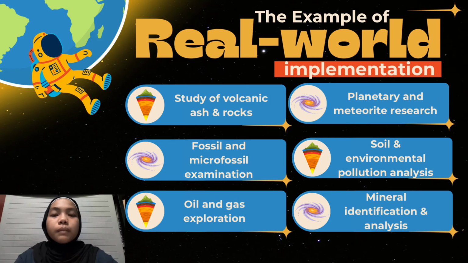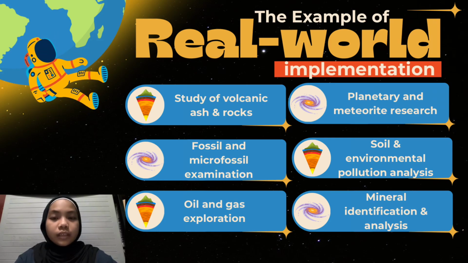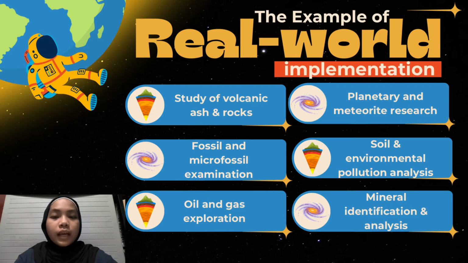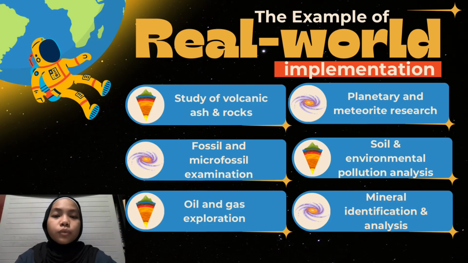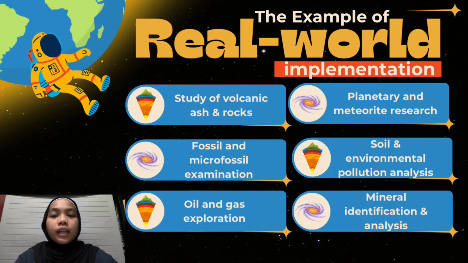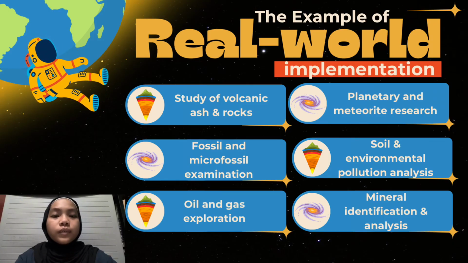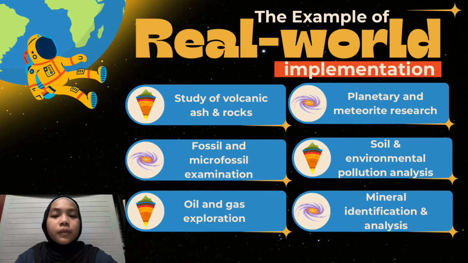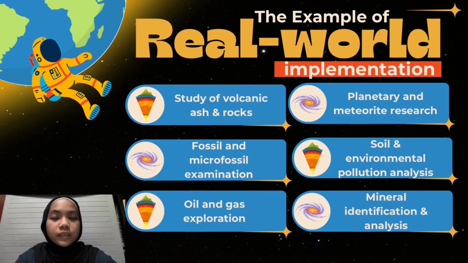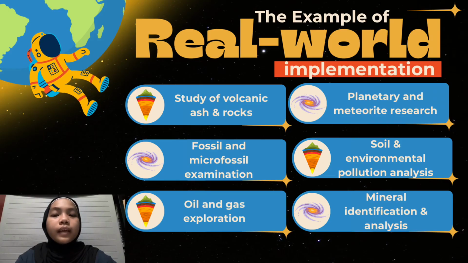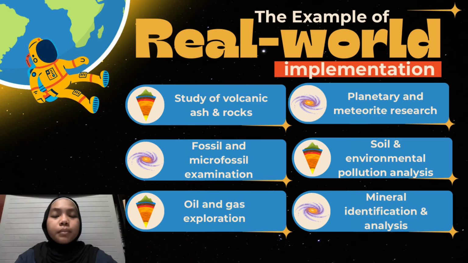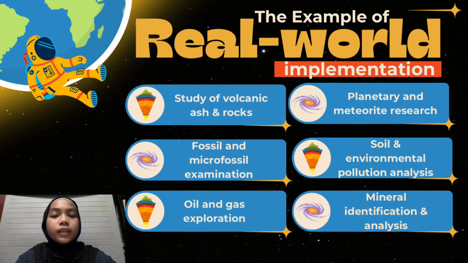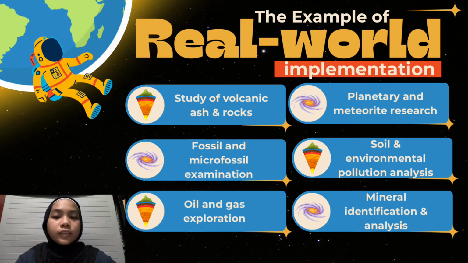They are also important in oil and gas exploration. Geologists use electron microscopes to study rock pores and mineral formation to locate natural resources. Lastly, electron microscopes are used in planetary science and meteorite research. Scientists examine meteorites and samples from space missions to learn more about the Earth and other planets. These examples show how electron microscopes play an important role in many areas of Earth science, research, and industry.